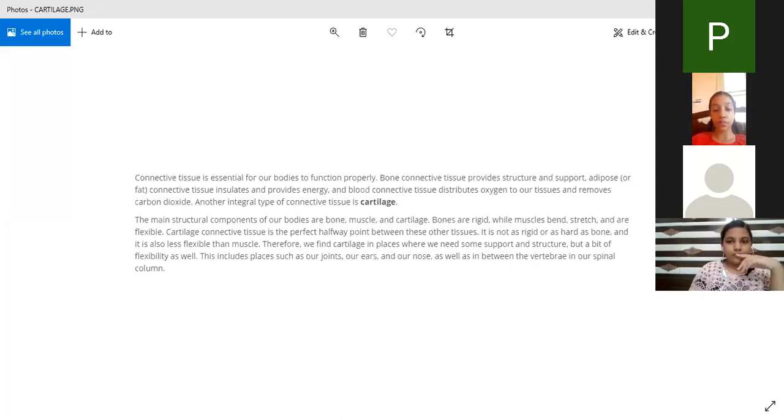Where are these found? Therefore, we find cartilage in places where we need some support. Where support is needed, in those parts the cartilage is present. And where are those parts? Joints, ears, nose, as well as the backbone. The vertebral column is the backbone, which we also call the spinal cord.